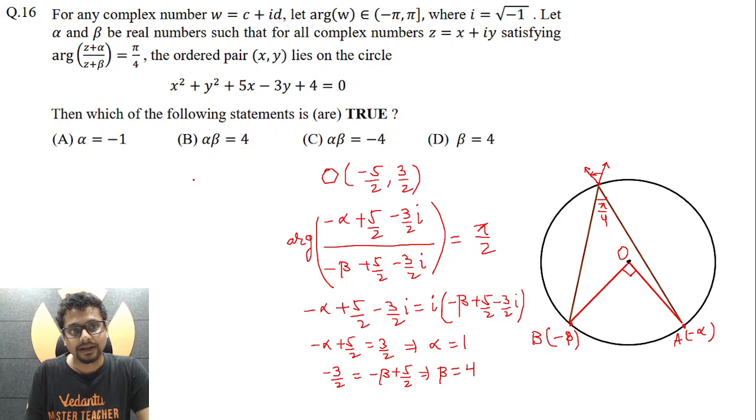So that means alpha being minus 1, no. Alpha being 1, absolutely yes. Alpha being minus 4, no. Beta being 4, absolutely yes. So A and D are the answers.